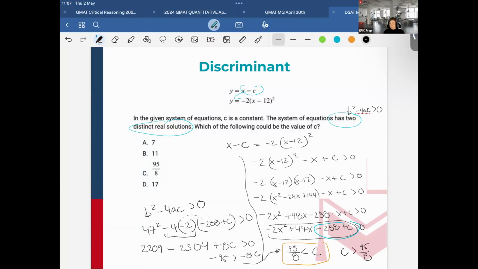Okay, so this is definitely a trap answer because remember it has to be greater than. 95 divided by 8, it's like 11. 95/8 is 11.875. So I know then the only one that's greater than 11.875 is 17. Okay.